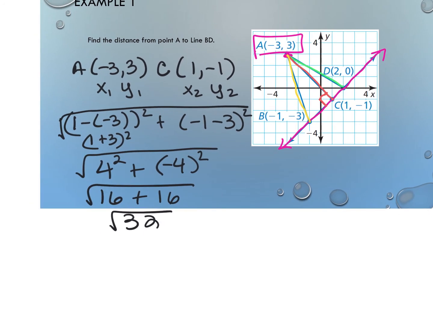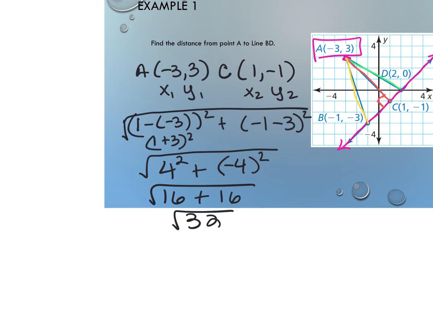Now we're going to break it down. We need to do a factor tree for 32. Let me do it over here to the side. Now, it doesn't matter what you start with. If you're really good at finding factors that are perfect squares, for example, if I do 16 times 2 and I recognize 16 is a perfect square, I could go right to my answer.